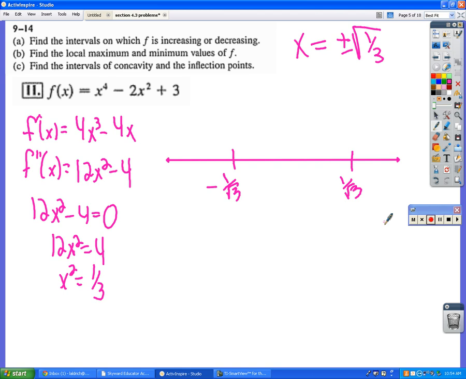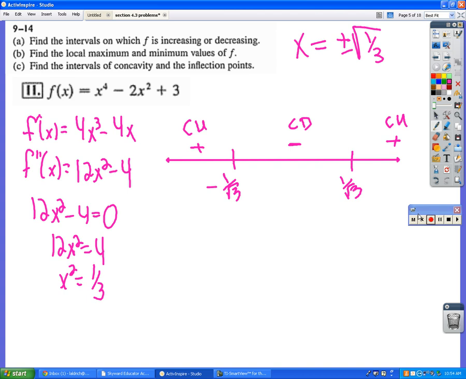Okay, so if I plug 0 into the second derivative, that's going to come out to be negative. So since this is negative, then this is going to be positive, and that's going to be positive. Positive from the second derivative means concave up; this is concave down, and this is concave up. So the intervals of concavity: concave up from negative infinity to negative 1/√3, and from 1/√3 to infinity. Concave down from negative 1/√3 to 1/√3.